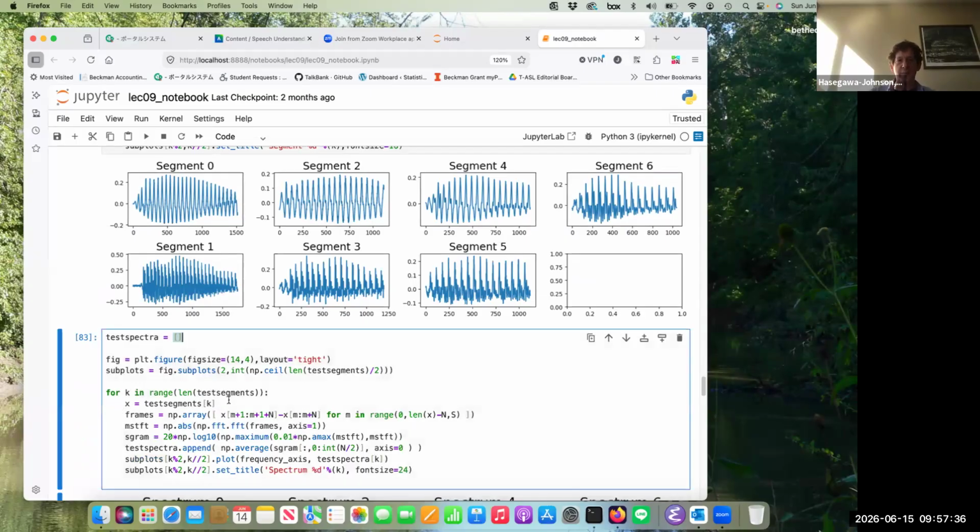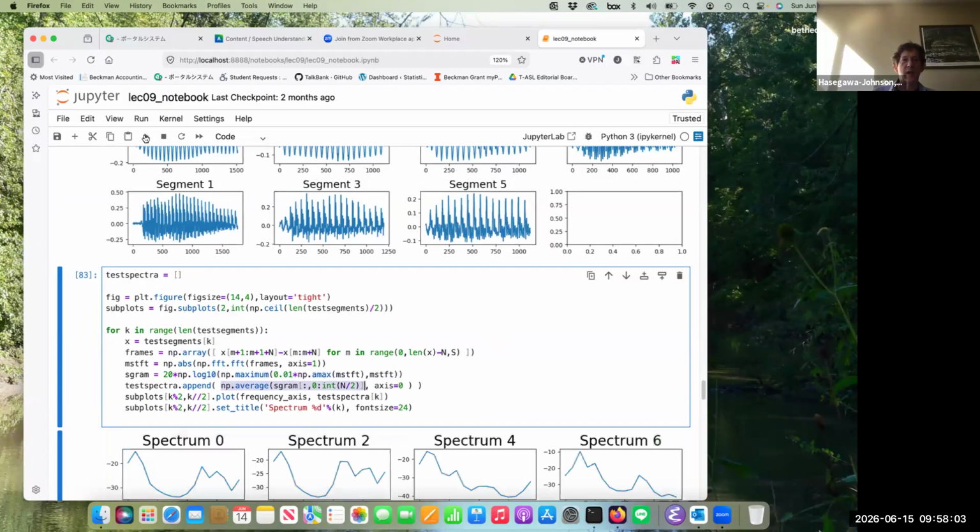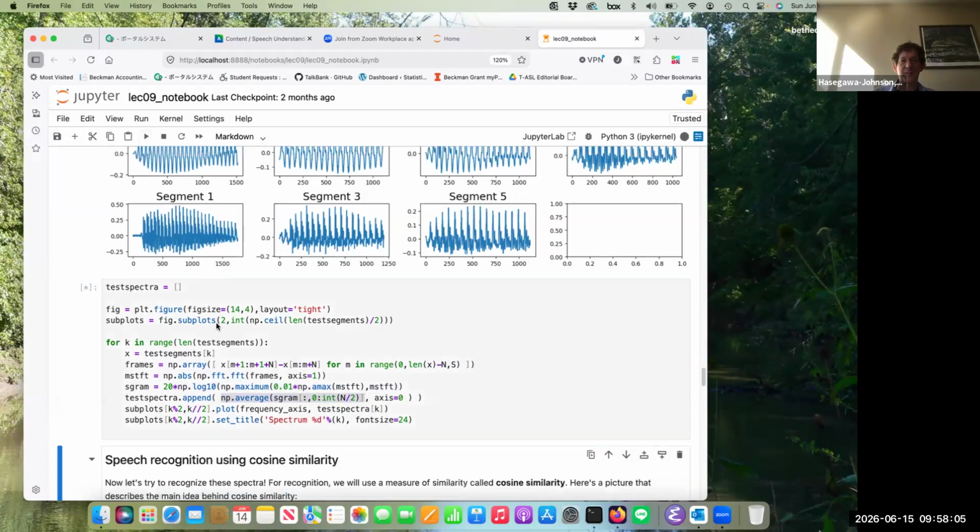And each of those we'll get by taking the test segment and chopping that test segment up into frames. Those frames will be 4 milliseconds long. Take the Fourier transforms of those frames, compute a spectrogram from that test segment, and then take the average of that spectrogram in order to find what is the average spectrum of each of the test segments. And we can plot those average test spectra.